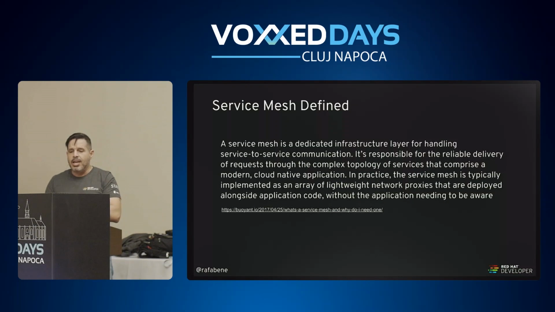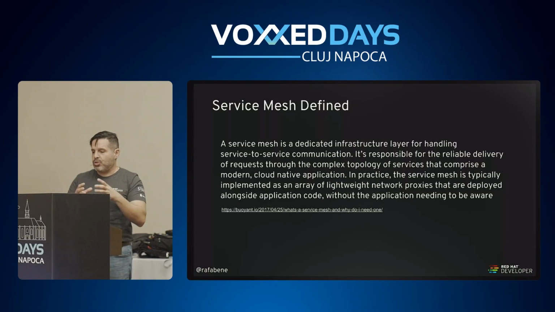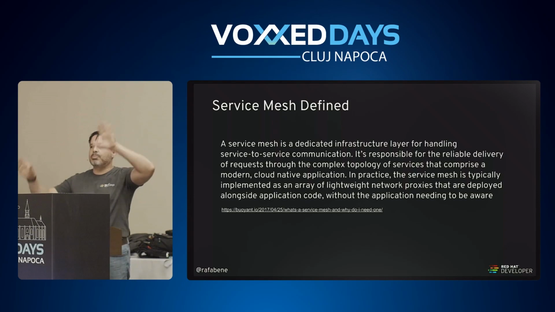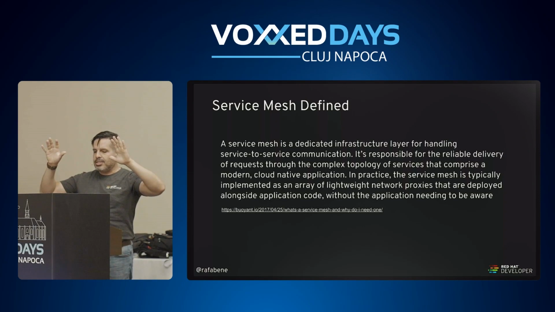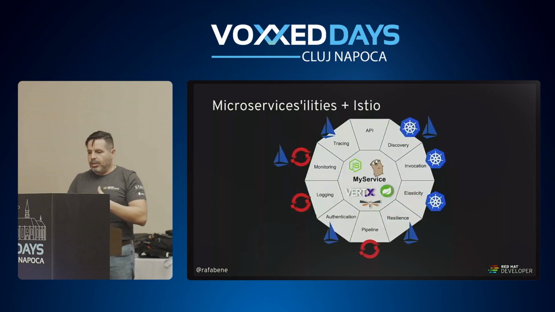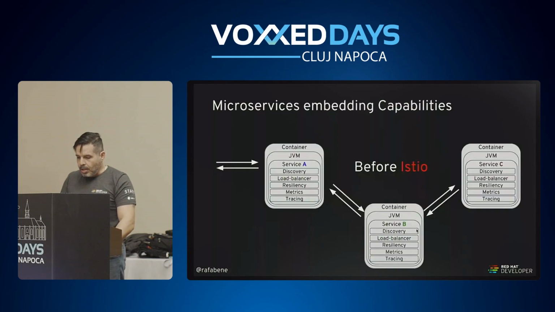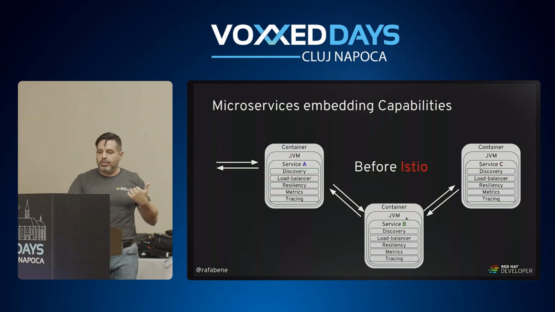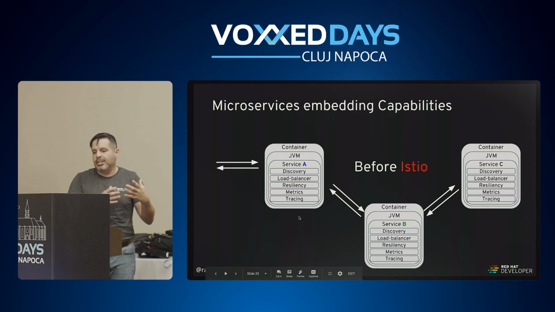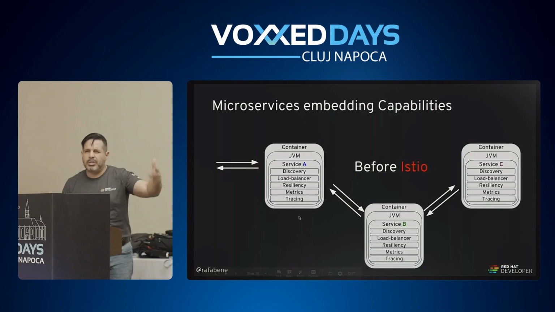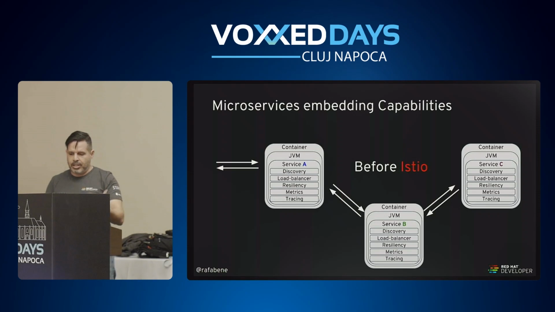So what is service mesh? Service mesh is a dedicated infrastructure for handling traffic between services, right? The idea is that the complexity of this service communication is provided by someone else other than the application. Let's see that happening. With Istio, you can have for free tracing, monitoring, authentication, and resilience. Let's see how. Before Istio, we saw that every microservice needed discovery, load balance, resilience, metrics, tracing, circuit breakers, etc.